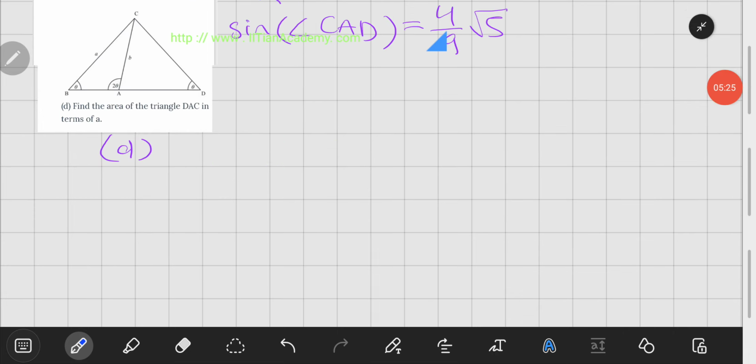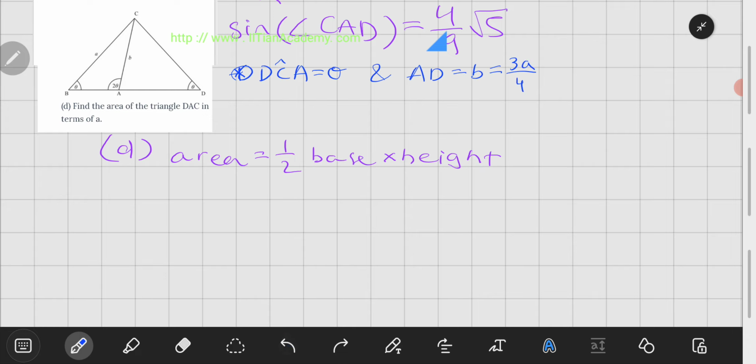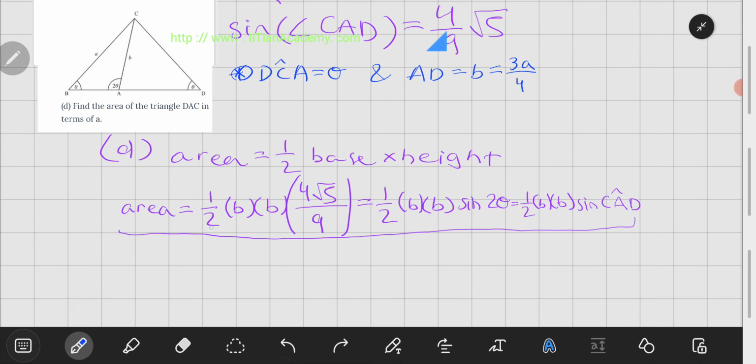Now for our final question, we are asked to find the area of triangle DAC in terms of a. So, to start, we know that the area of a triangle is 1/2 base times height. There are two things we have to recognize here, that DCA is equal to theta, and that our side AD is equal to b, which is 3a over 4, as we can recall from before. So there are three different ways we can actually solve for area, where we either evaluate 1/2 side b times 4 root 5 over 9.